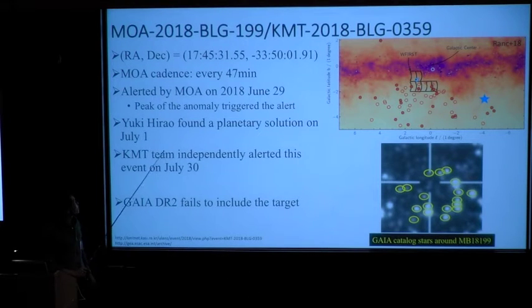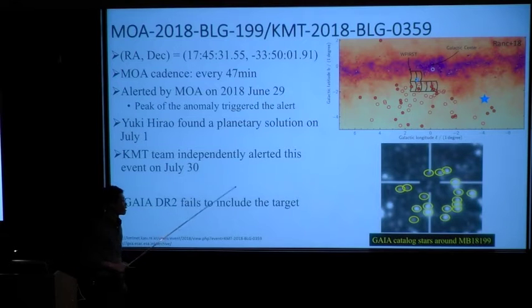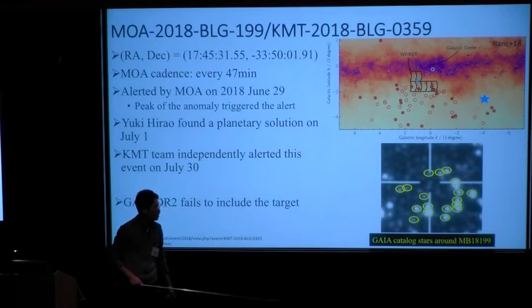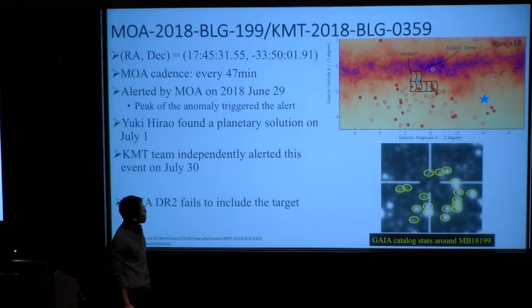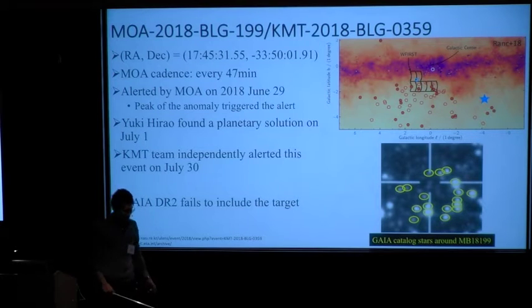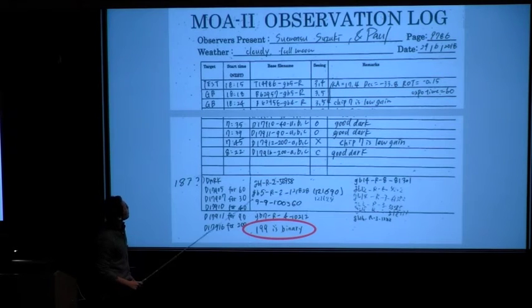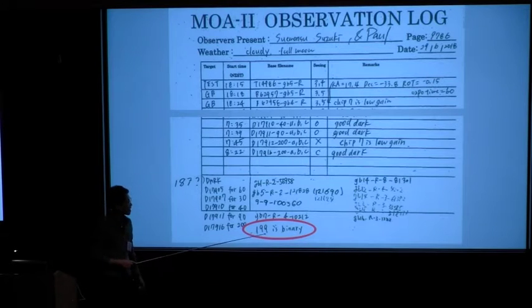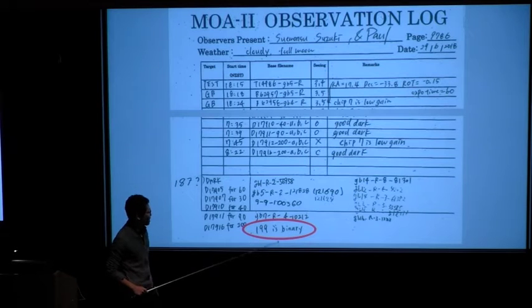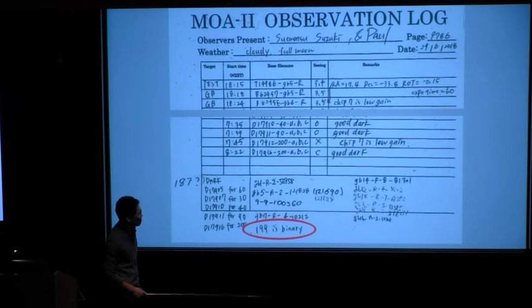Just after Yuki circulated his planetary model, Dave asked me why I didn't notice the planetary anomaly, because I was an observer at the Mount John Observatory at that time. I'm not sure if I can respond to that question today, but here is the actual handwritten observation log, and I was the observer at the time, and here is my answer. Somehow I decided this event is a binary. Sorry about that, but maybe I need more careful checking, or maybe we need machine learning.